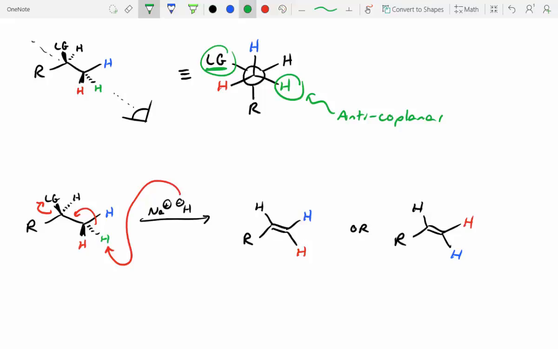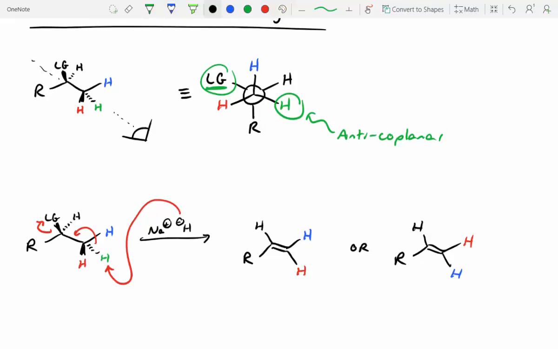How many of you guys think you maybe have a decent guess? A couple people? You guys want to see my super handy trick? It's why I love doing the Newman projections. It can be really tough to tell, but you see how I've circled the two anticoplanar positions?